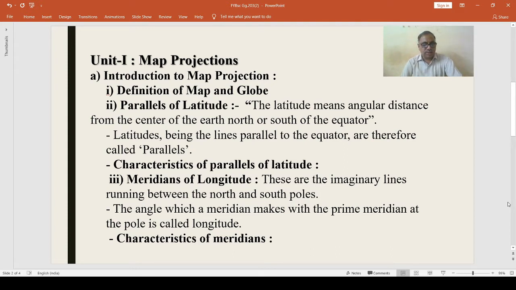The distance between the meridians is maximum at the equator. The distance between them progressively shortens toward the poles until at the poles they meet at a point. All meridians converge at the north and the south pole. In this way, these are the characteristics of meridians.